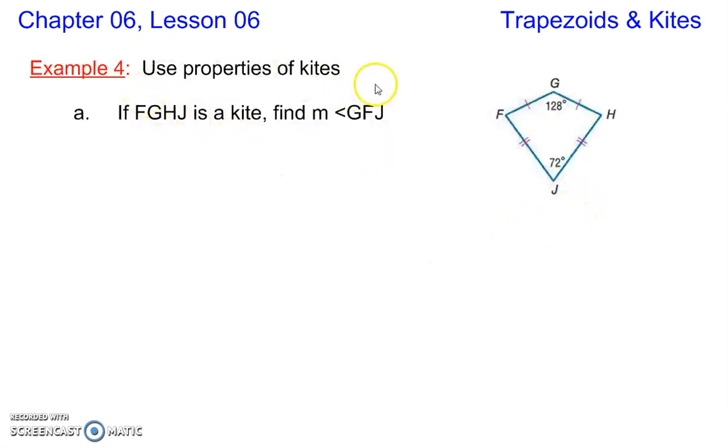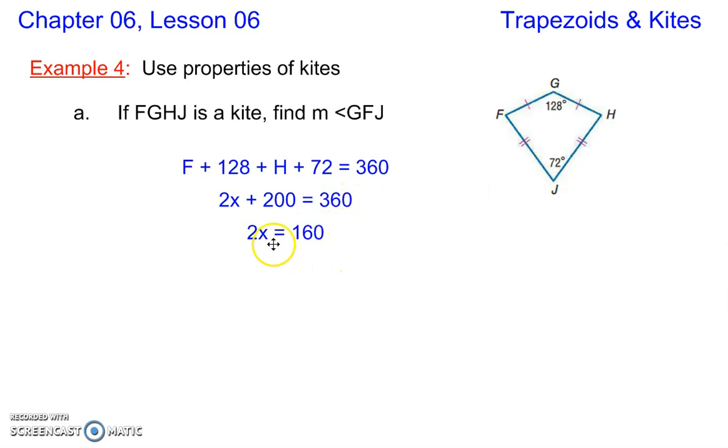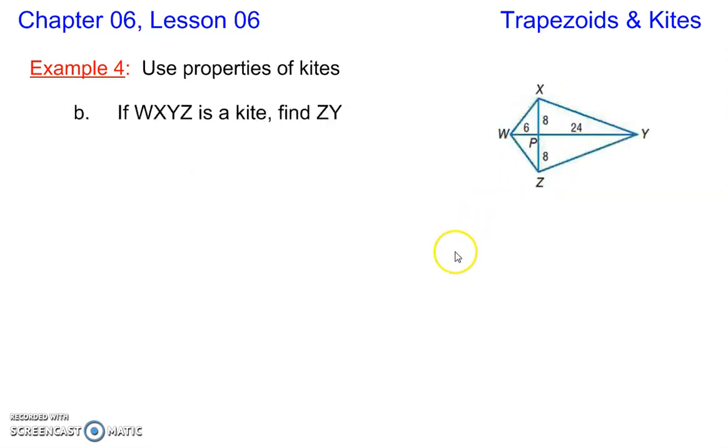So, here we go. Using the properties of kites, if this is a kite FGHJ, then we want to find angle GFJ, this angle right here at F. Well, we know these two angles added together and subtracted from 360 give us these two, and we know that F and H are the same measure. So we can group F and H together as angle x. 2 times x plus the other two angles together gives me 360, subtract from 360, and x is 80. So we know that this measure is 80 degrees.